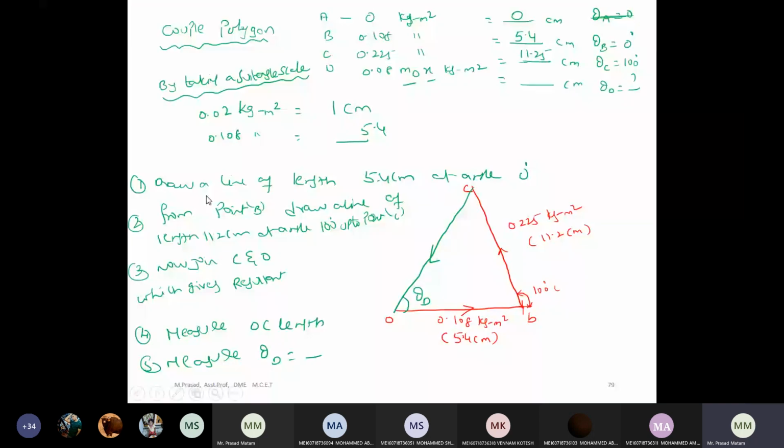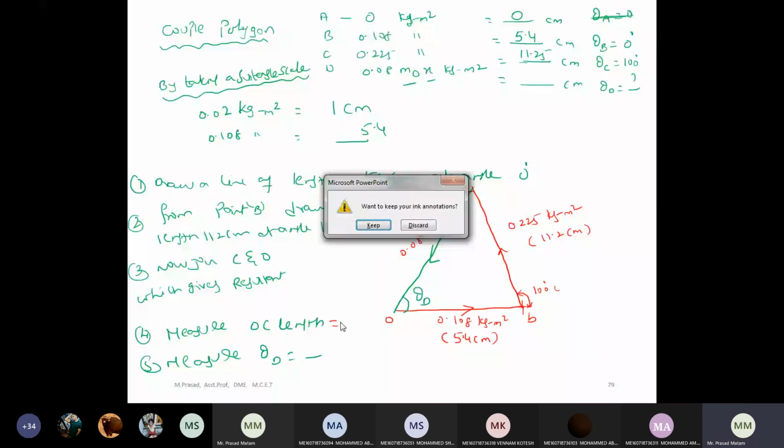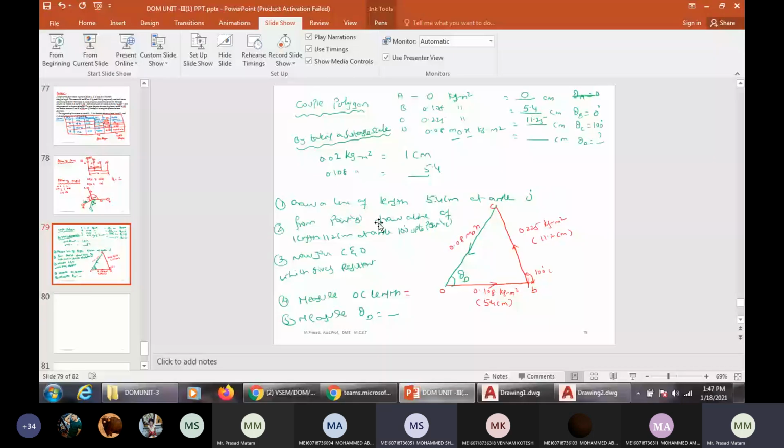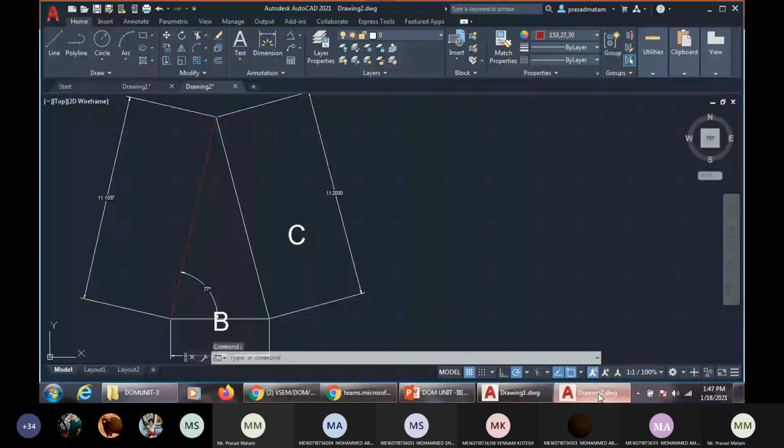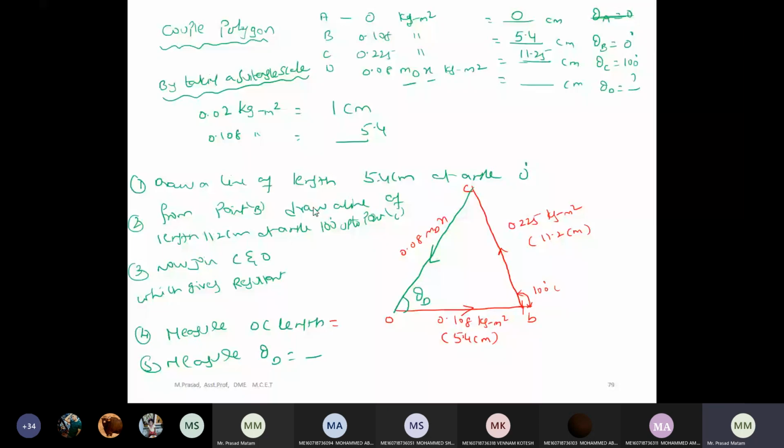You got it. This value is 0.08 MD into x. Once I measure this length, how much I am getting? The students, can anyone answer? Please respond, anyone. How much I am getting this? 11.1 centimeters. Please respond. Okay. This gives us 11.1 centimeter, and this angle I am getting it as 77 degrees by measurement.